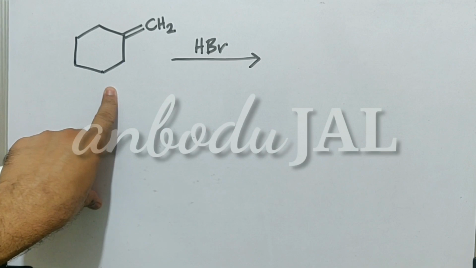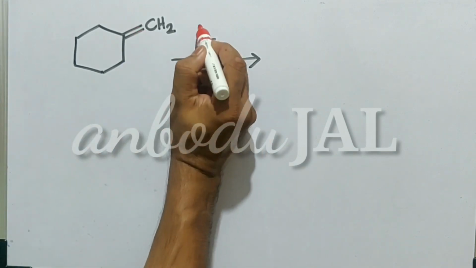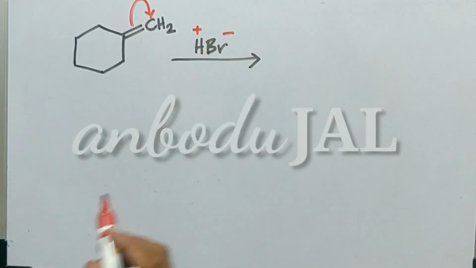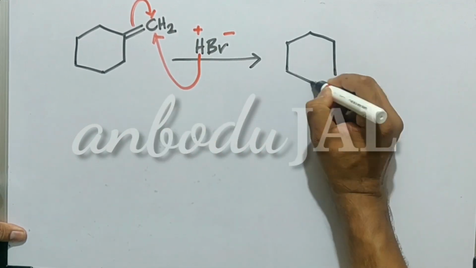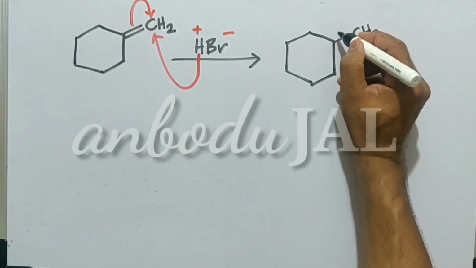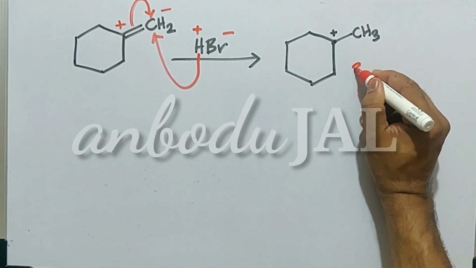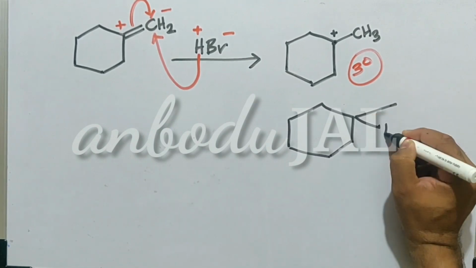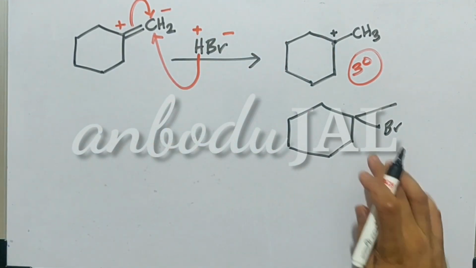Now look at this question. What will be the product of this reaction? Electron shifting will be in this direction, H plus and Br minus, and H plus will come towards this carbon. Which carbocation is formed? Listen here, CH2 becomes CH3 and this carbon gets a positive charge. This carbocation is a tertiary carbocation, which is more stable. This one is the product, that is Br minus will be attached to this carbon. This is the major product.